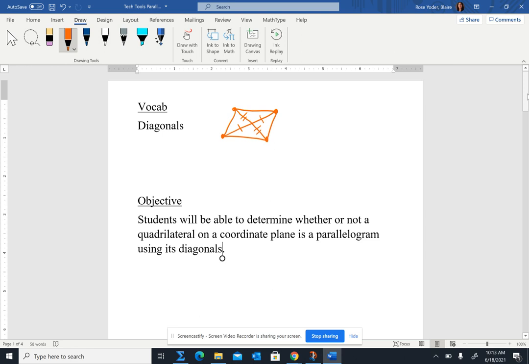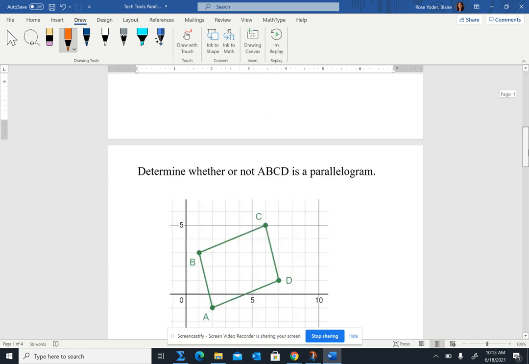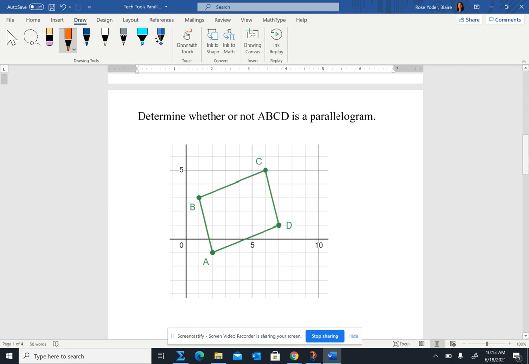Well, let's try the same couple of examples that we looked at yesterday, but let's use our new method to determine whether or not these quadrilaterals are parallelograms. So, the first one that we looked at yesterday was on a graph. Well, how would I check to see whether AC and BD bisect each other? Well, I could find the midpoint of AC and then the midpoint of BD. And if that midpoint is the same, then the diagonals bisect each other.